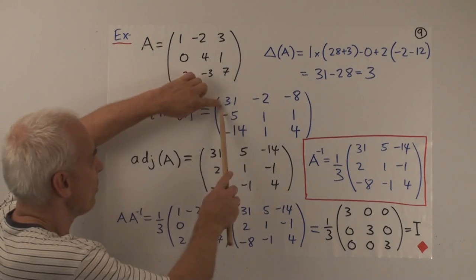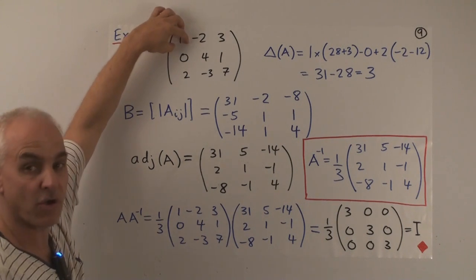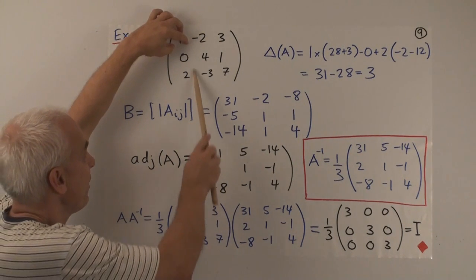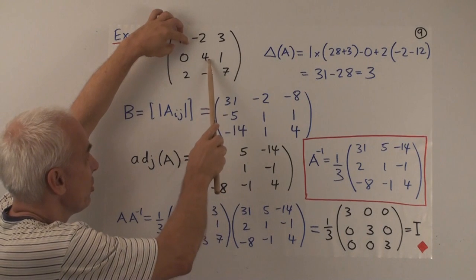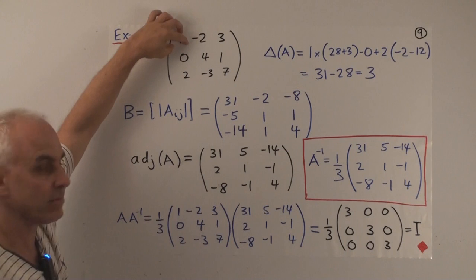Okay, so what would be the entry here? We have to look up here and say, what's the determinant of the corresponding minor? Well, there's the corresponding minor, and its determinant, we've already seen it, is 28 minus 3, that's 31. So we put a 31 there.